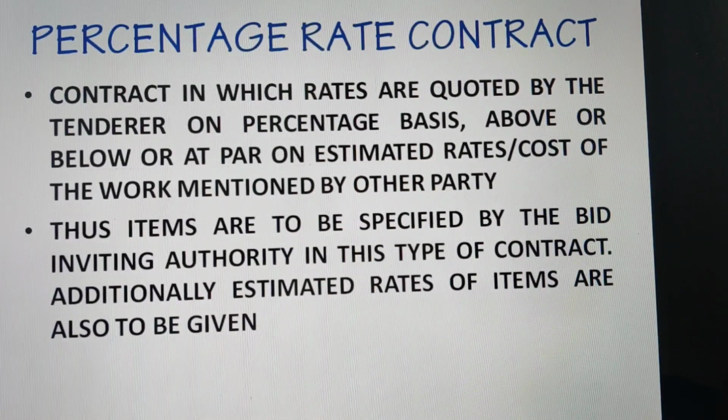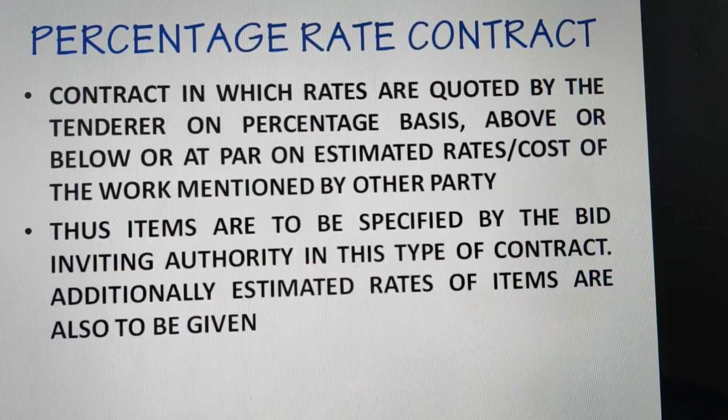In percentage rate contracts, rates are quoted by the tenderer on a percentage basis, above or below or at par, on estimated rates or cost of the work mentioned by the other party, that is, the employer. Thus, items are to be specified by the bid inviting authority in this type of contract also. Additionally, estimated rates of items are also mentioned, and the tenderer quotes percentage accordingly.